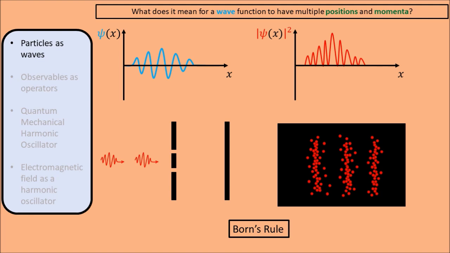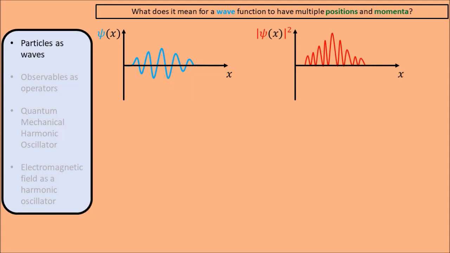Also note that since modulus psi squared is a probability distribution, it must integrate to 1. In other words, the wave function must be normalized. Let's discuss another consequence of the probabilistic interpretation of the wave function.